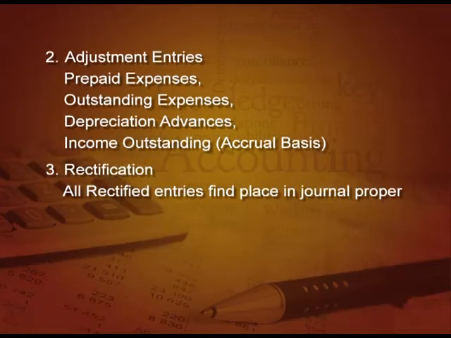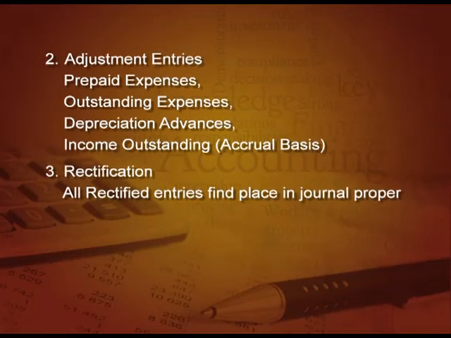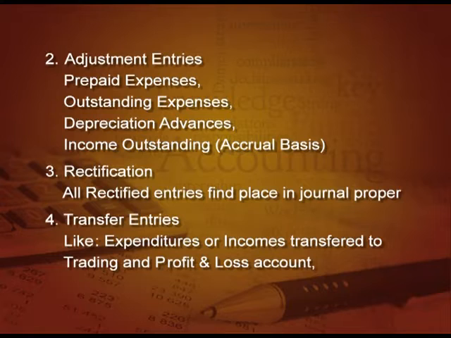Next, rectification entries. All rectification entries find place in journal proper. Whatever rectification we do, previous wrong ones rectified now, these will find place in journal proper. Next, transfer entries like expenses and incomes are transferred to trading and P&L account, drawings is transferred to capital account. All these transfer entries find a place in this book because they are not specifically booked elsewhere.